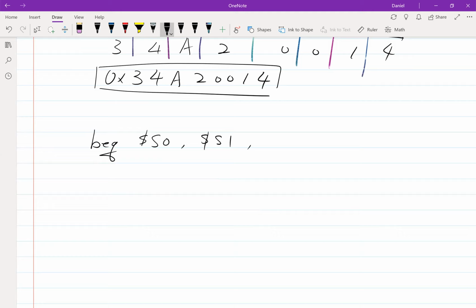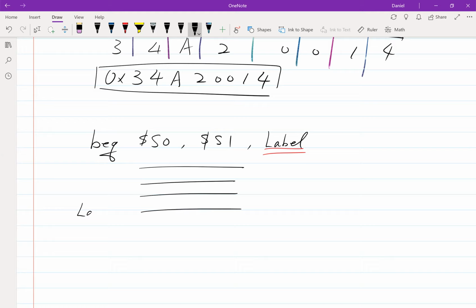Okay, since I'm giving you the label, which means that you need to know where the label is. So now let me give you extra information of this program. I have 1 line, 2 line, 3 line, 4 line. And then this is my label. So the label locates at 4 lines below my branch instruction. Sounds good?